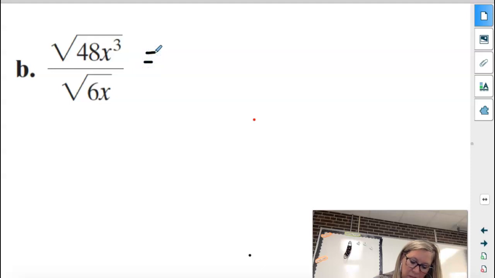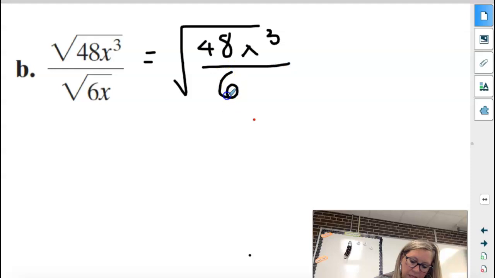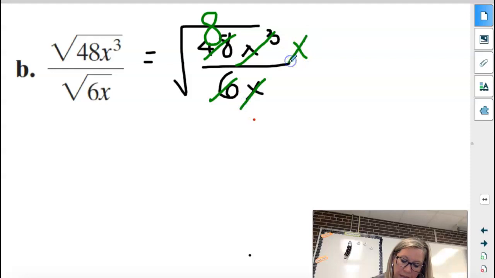Okay. So we're going to get 48x cubed over 6x. Now we're going to go ahead and simplify that radical. So 48 divided by 6 is 8. And then x cubed divided by x, you can reduce those by a common factor of x. So you're going to get x squared.